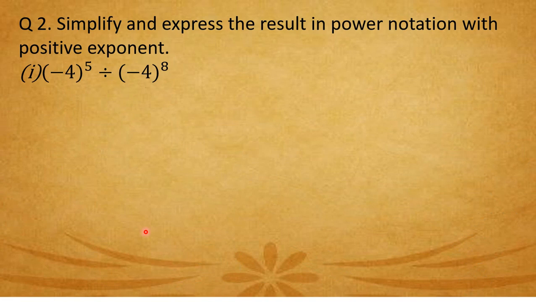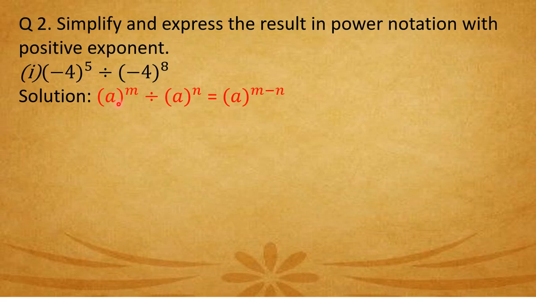We have to simplify and express the result in power notation with a positive exponent. So here the problem is given: minus 4 raised to the power 5 divided by minus 4 raised to the power 8. Here we can say, by the laws of exponent, we have a raised to the power m divided by a raised to the power n is equal to a raised to the power m minus n.